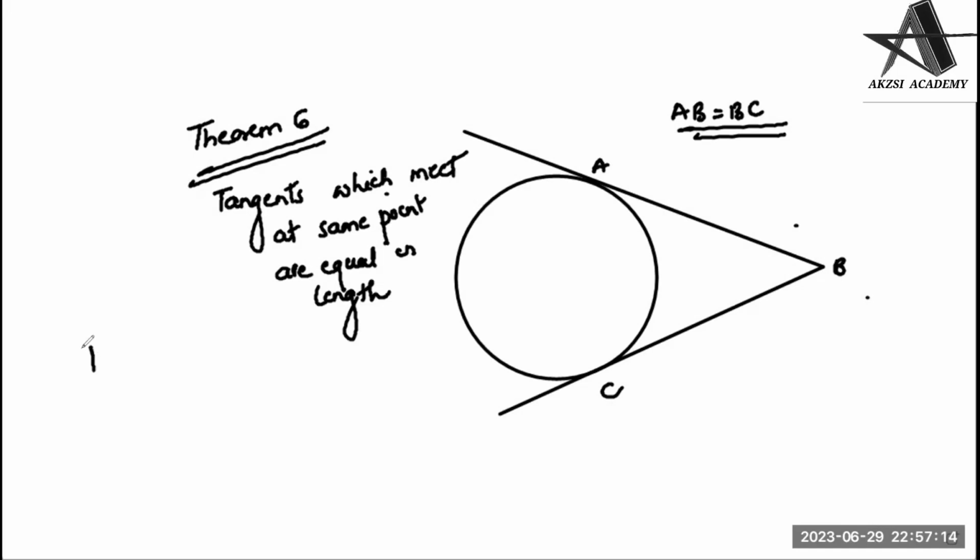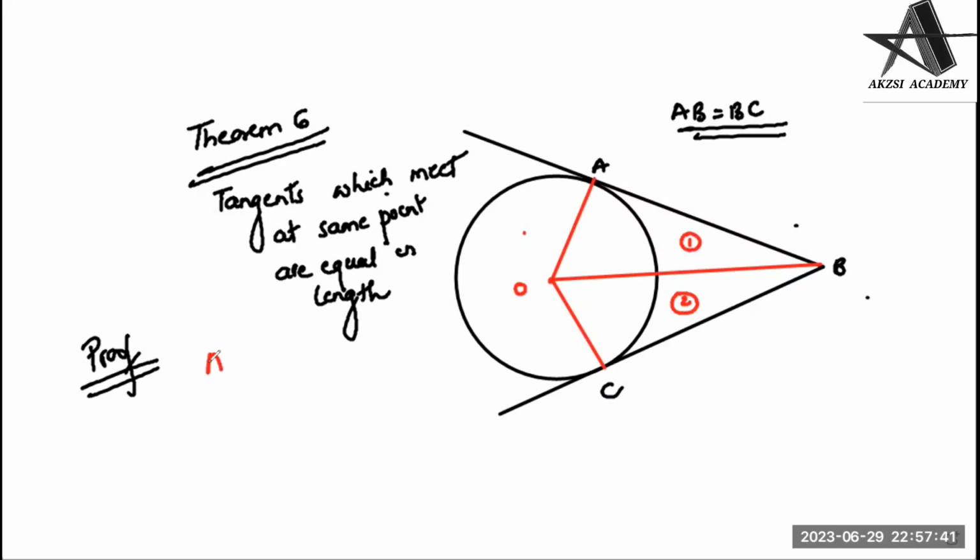Let me see the proof of it. So first, let me join A and C with the center, so A with O and C with O. Why did I do so? So that I can have two triangles, triangle 1 and triangle 2. So now I have triangle AOB and triangle BOC. Why am I doing this? Because I want to prove AB is equal to BC. I want to prove the lengths to be equal.